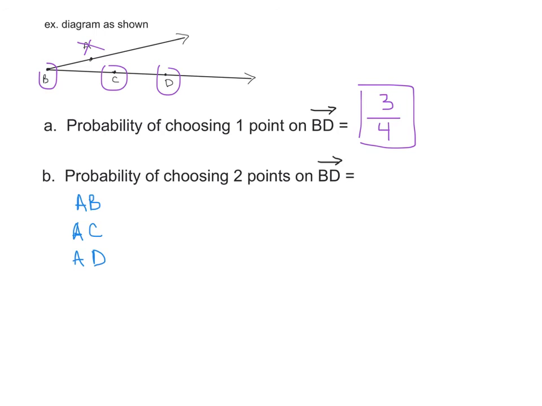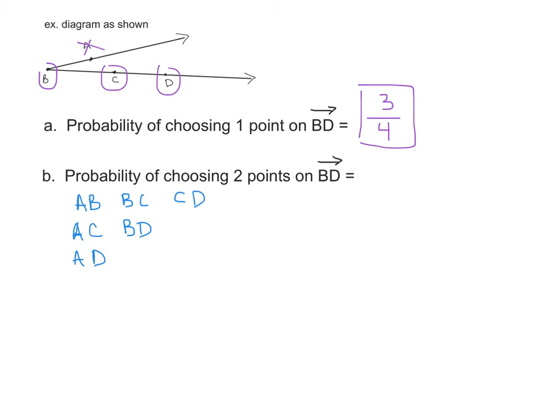Okay, maybe I don't choose A at all. So maybe the first choice I have is point B and my second one is C. Or maybe I choose B and then I choose D. Okay, maybe I don't choose B at all. So then my next option is to go point C and point D. Okay, I am not going to list them in reverse order. What if I choose B and then I choose A? What if I choose C and then I choose A?